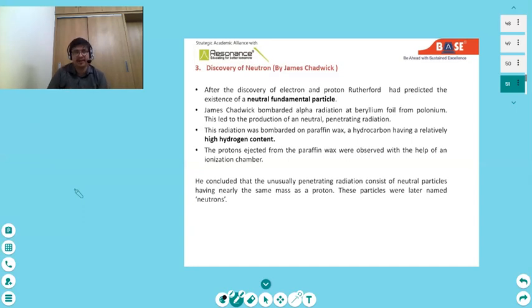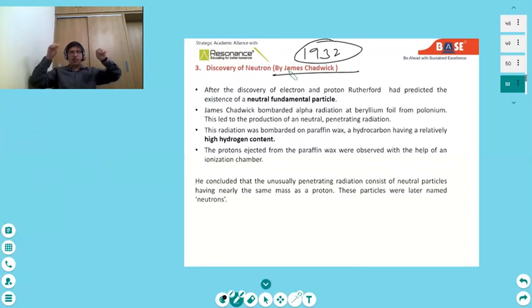How to counter that? How to explain that? To explain the difference in atomic number and mass number, James Chadwick, a British scientist, in the year 1932, tried an experiment to discover something neutral inside the atom. Why neutral? Because electron and proton are already there. If you discover something negative, the atom becomes negative. If you discover something positive, the atom becomes positive. So there must be something neutral and it must have mass close to proton. That's the justification.